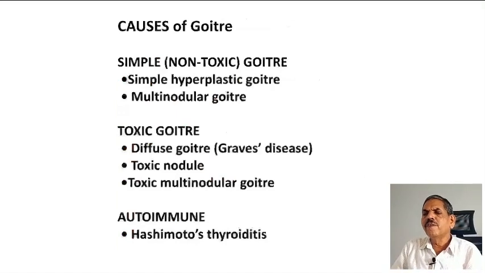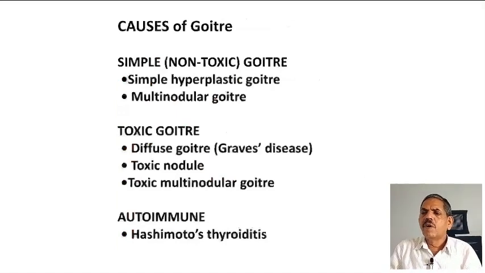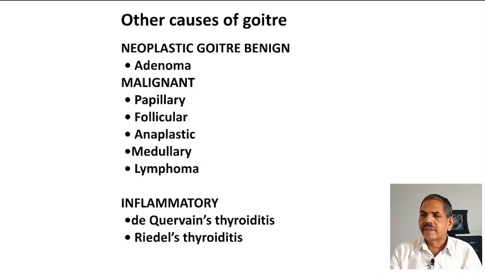Causes of goiter: simple non-toxic goiter, that is the simple hyperplastic goiter. Second, the multinodular goiter. Toxic goiter can be a diffuse goiter, as in the case of Graves' disease, or it can be a single toxic nodule, or a toxic multinodular goiter. The autoimmune cause for goiter is Hashimoto's thyroiditis.